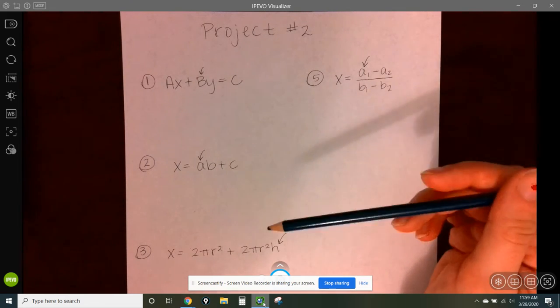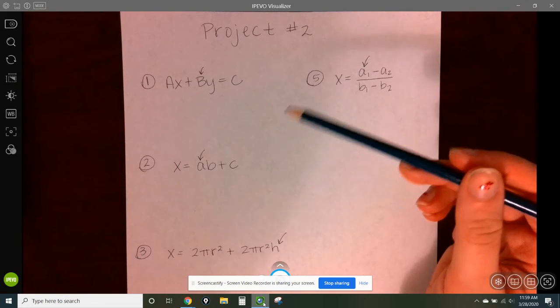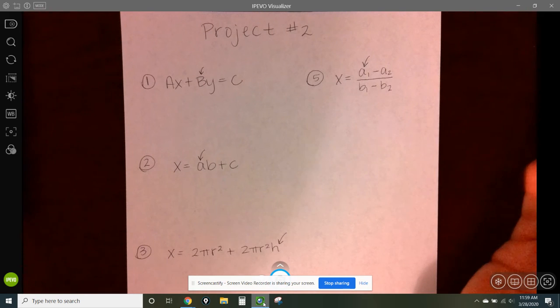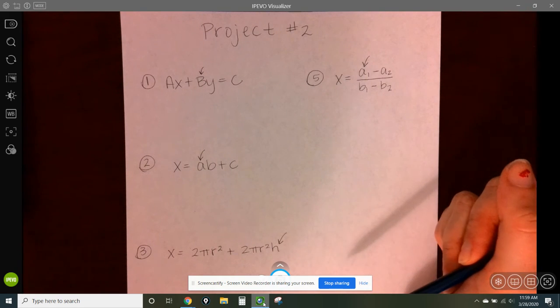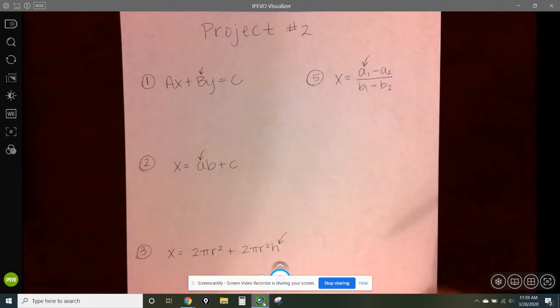Now, if I was you, I would write these down on a piece of paper, taking your notes, and then you can use those notes while you're doing your project. So if you have a bunch of examples written out, it'll be a lot easier to do the project.